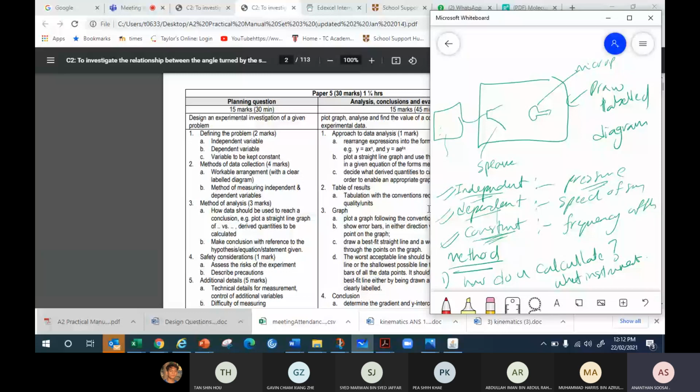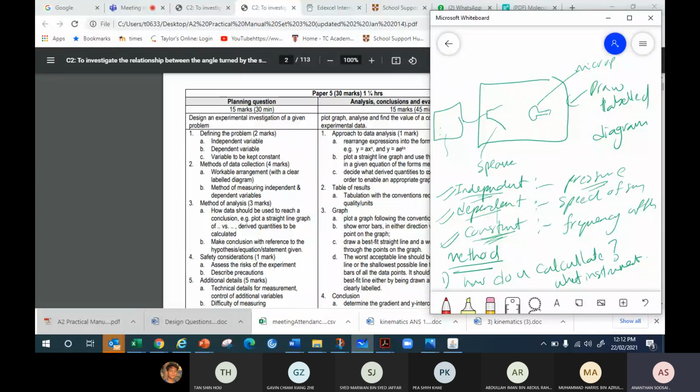Sometimes, for example, how do you find gravity? So the independent variable is going to be your height, the dependent variable maybe the time. The variable to be kept constant, maybe the mass of the object.